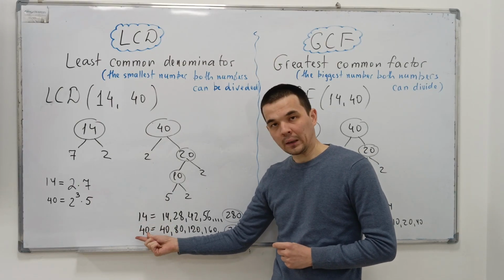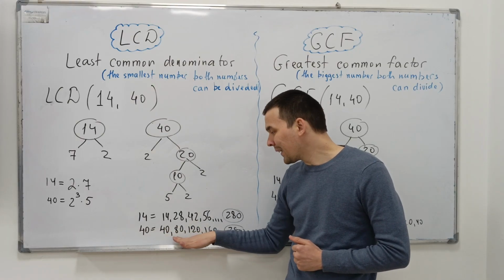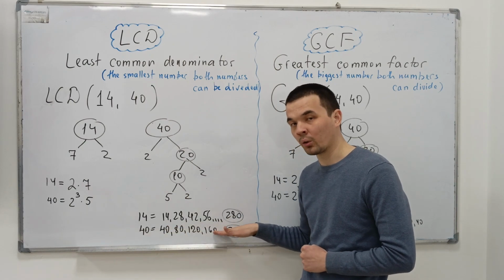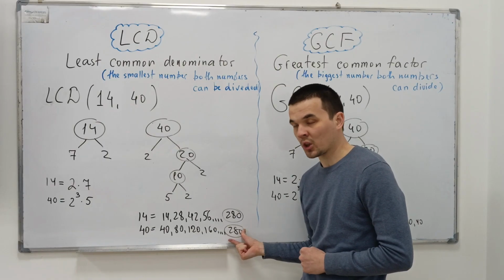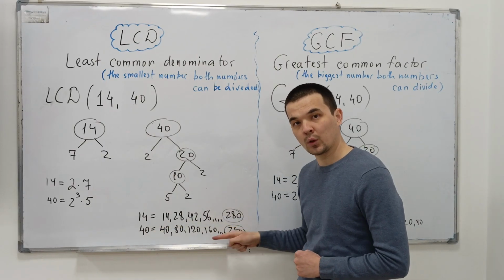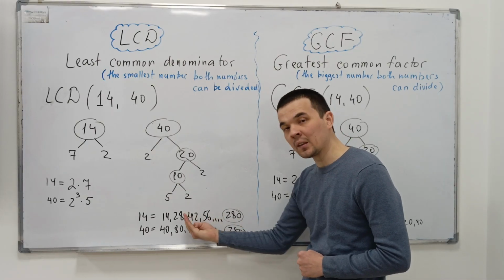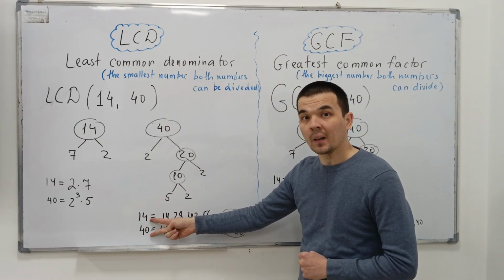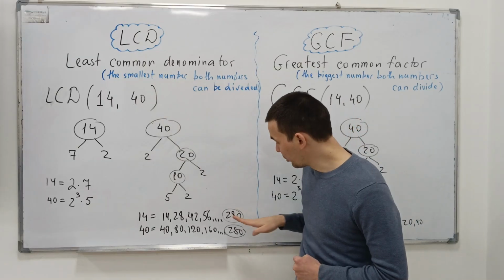Let's move on to 40. If we write down multiples of 40, we have 40, 80, 120, and so on. And we also have 280 here, which is divisible by 40. If you paid attention, 280 is the first number in the list common to both numbers. So 280 is the smallest number.